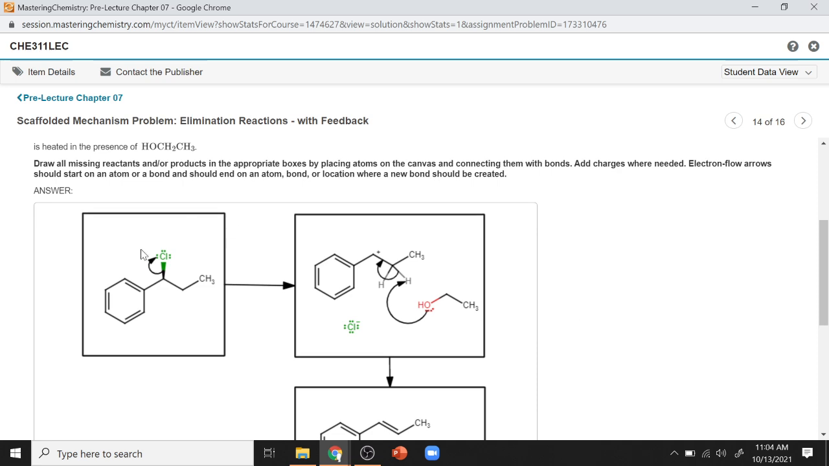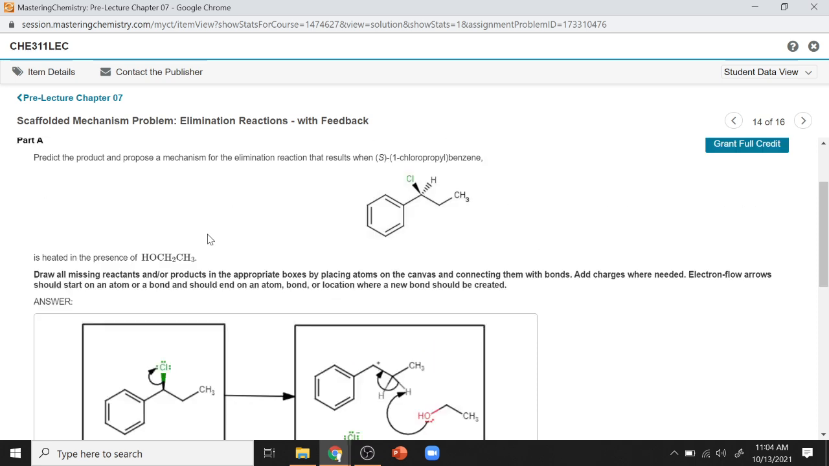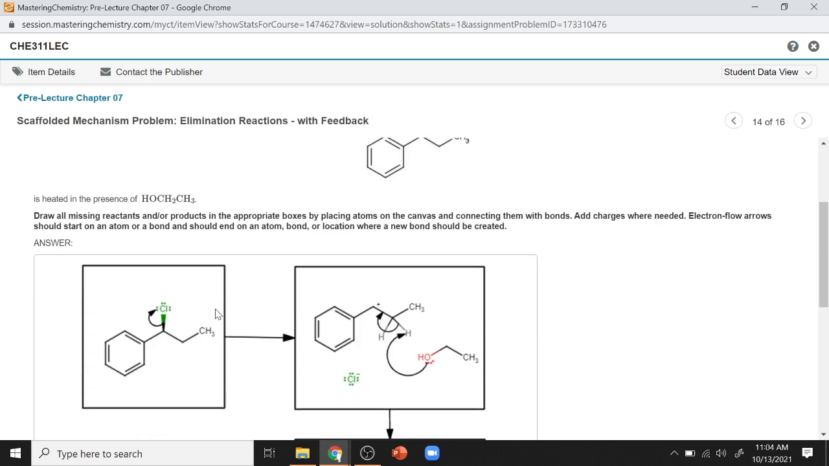All right. So the first step of this mechanism is likely, well, the chloride comes off, right? And it takes its electrons with it. That would give us a carbocation. And so now we have over here your carbocation, right? We were told to do the elimination reaction, right? So we're going to do the elimination reaction.